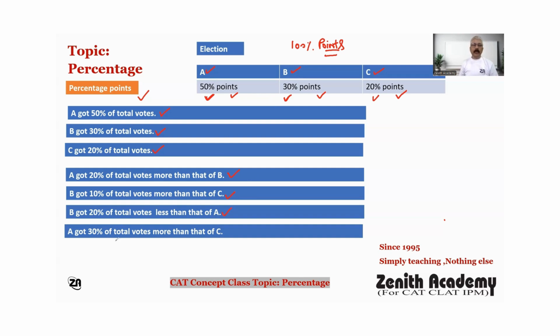Correct. Similarly, A got 30% of the total votes more than that of C. A got 50, C 20. So A got 30 percentage points more. It implies that A got 30% of the total votes more than that of C. So this is important information and very useful at the time of attempting percentage questions.